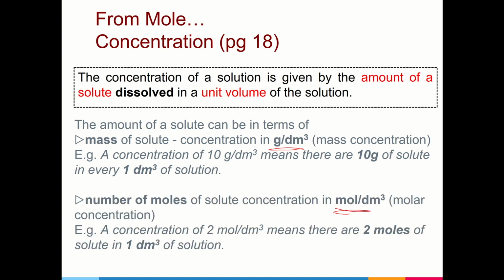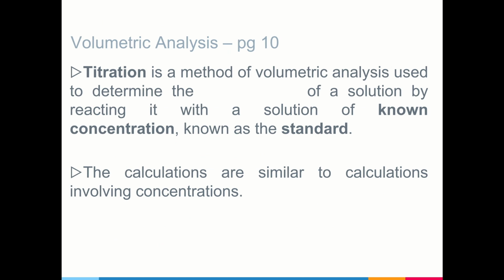Another one is number of moles over the volume of solution. Okay? So just now we looked at what is volumetric analysis. It's a method to determine the concentration of a solution that you don't know. The calculations are similar. Actually, we are just using mole ratio. We are just using stoichiometry.